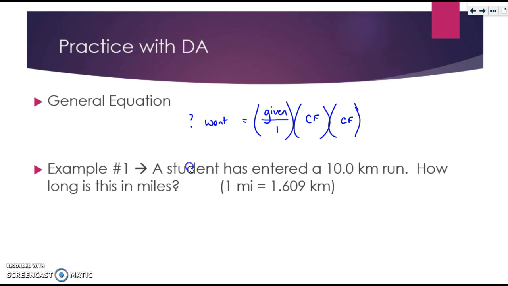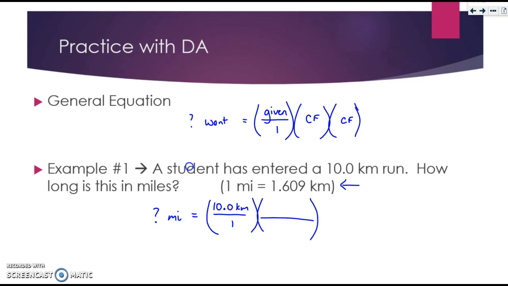So let's do this example and apply the general equation. It says a student has entered a 10-kilometer run. How long is this run in miles? So we're looking for miles. Please use MI for miles because M is meters. Then in the problem, the only number provided is the 10 kilometers. So that's my given. So it's 10.0 km over 1. And then here's your conversion factor.